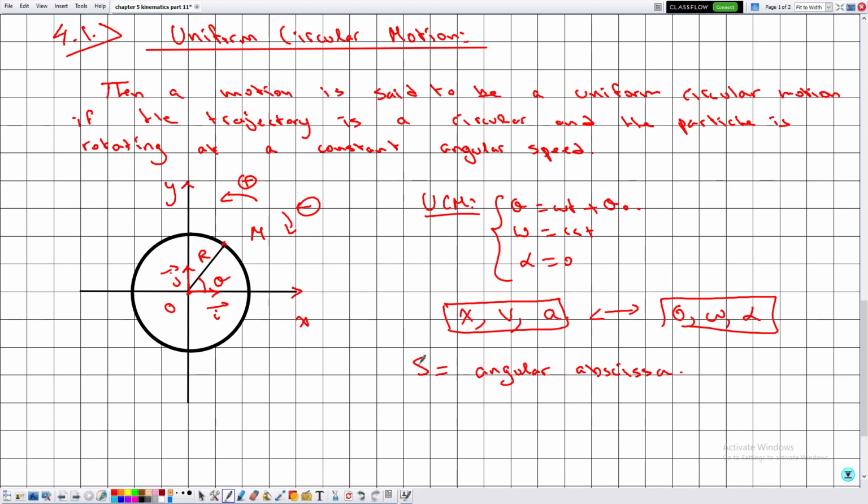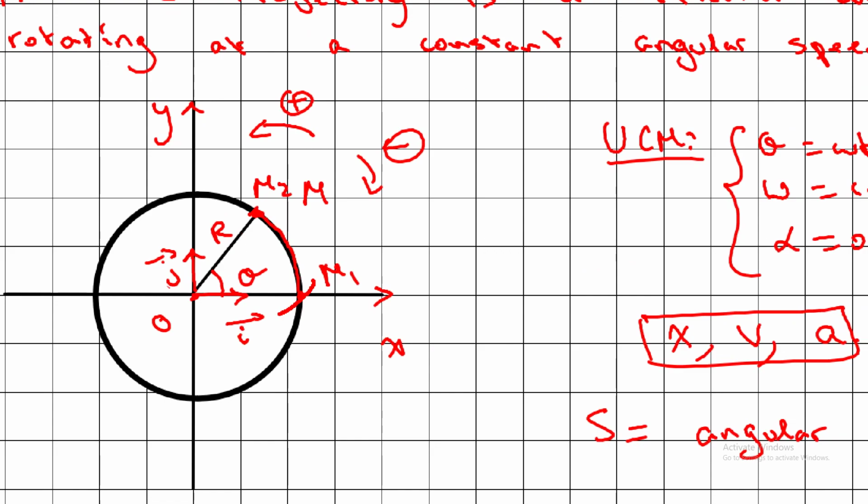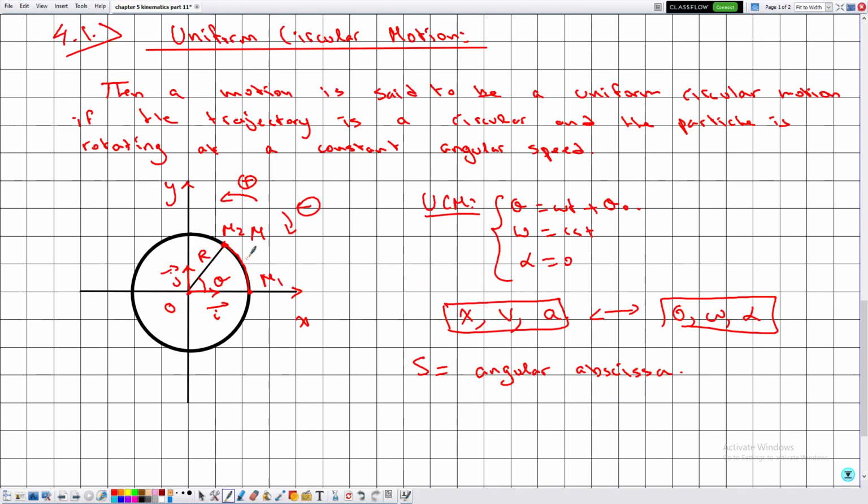So what does s represent? Now if you consider this point, the point m1, and another point which is the point m2, we can measure the distance along the arc from m1 to m2. So now if we cut this point and this point and we stretch, this arc will be given by a straight line, which is given by m1, m2. The distance of this segment is given by s, which is the distance of this arc. So s is the angular abscissa.